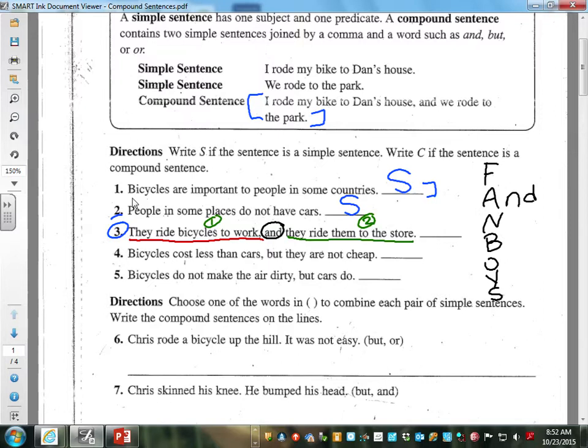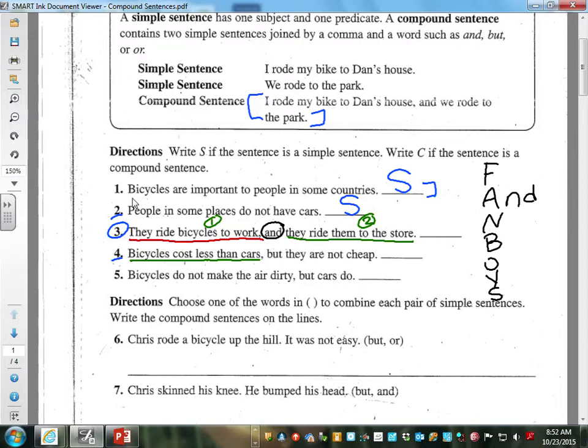Now let's keep looking at our sentences to identify more compound sentences. Number 4 says bicycles cost less than cars, but they are not cheap. Is that a compound sentence or is that a simple sentence? Compound. It is a compound. You have two complete thoughts. Read the first complete thought within this sentence for me, class. Bicycles cost less than cars. Fantastic. Bicycles cost less than cars.